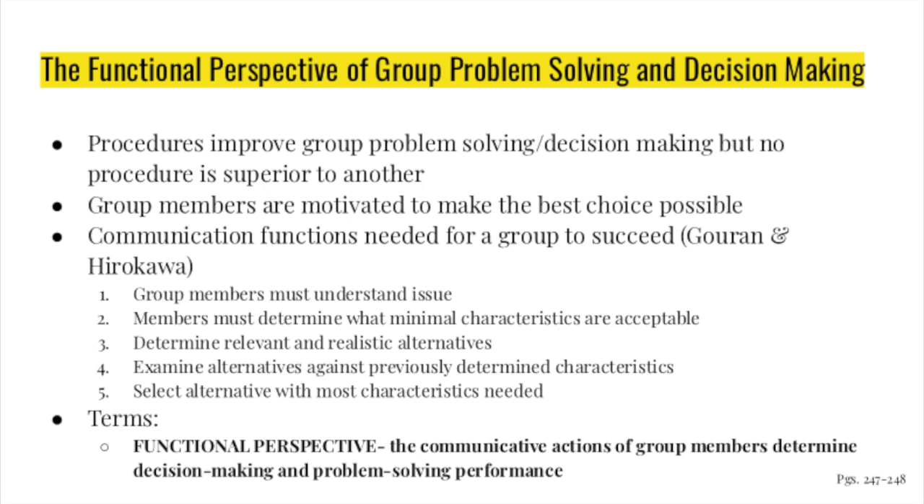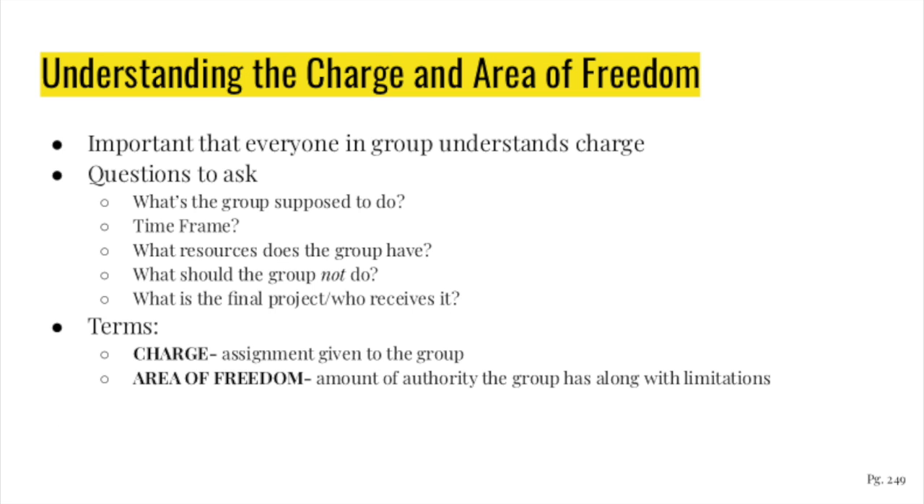And that basically says that group members must understand the issue, members must determine what minimal characteristics are acceptable, determine relevant and realistic alternatives, examine alternatives against previously determined characteristics, and select an alternative in which most characteristics are needed. The book also states and addresses that these tasks are sometimes in a less organized sequence than what is listed, but each step is important, and if a group fails to recognize one of these steps, they're probably not going to have as successful problem solving and decision making as they could. Next is understanding the charge and area of freedom.